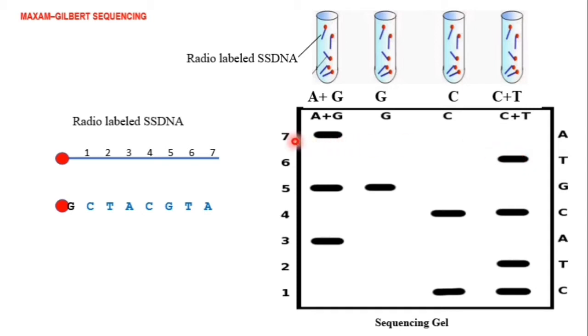After that we go to the seventh, where A plus C has one band, but there is no band in G, so it is an A. So we can read that the sequence is A C T A C G T A. This is the sequence, and this is about the Maxam-Gilbert method of DNA sequencing.